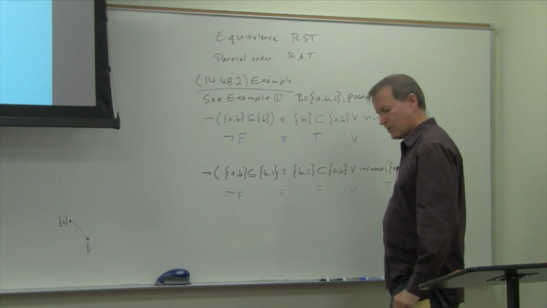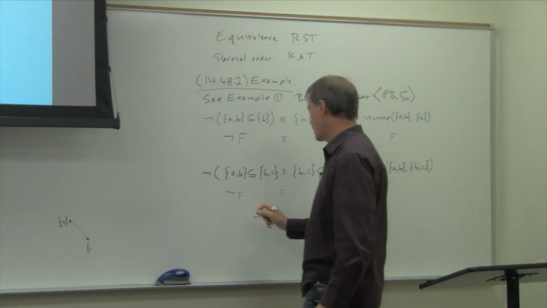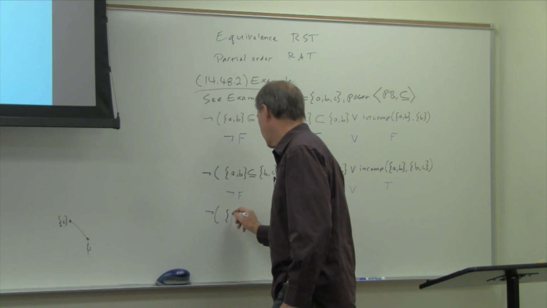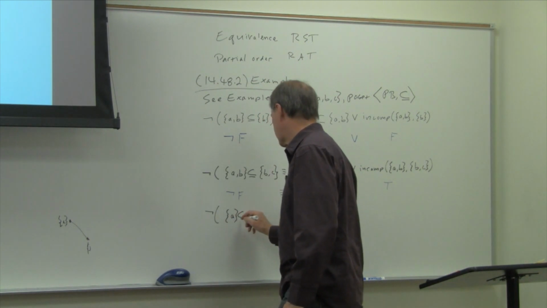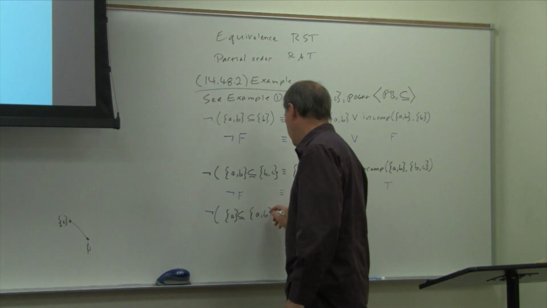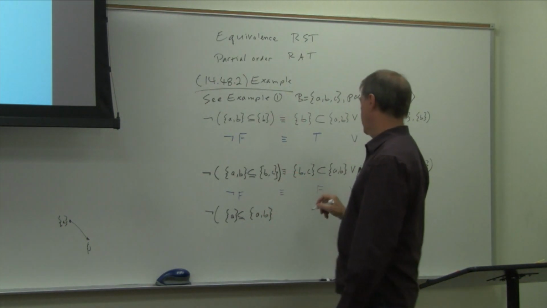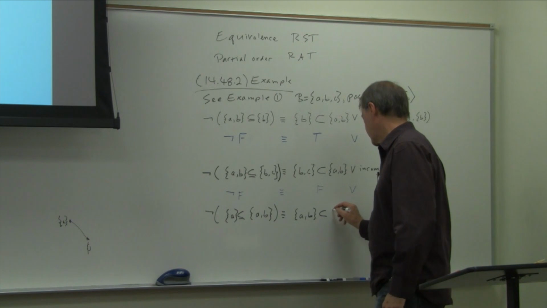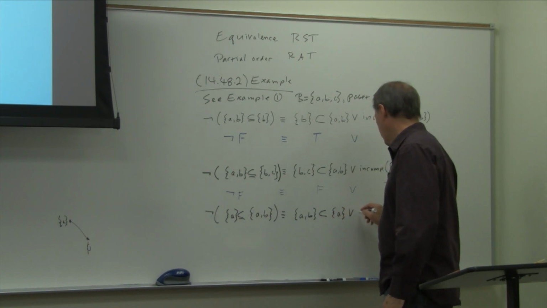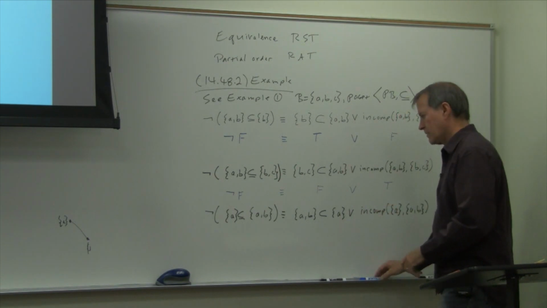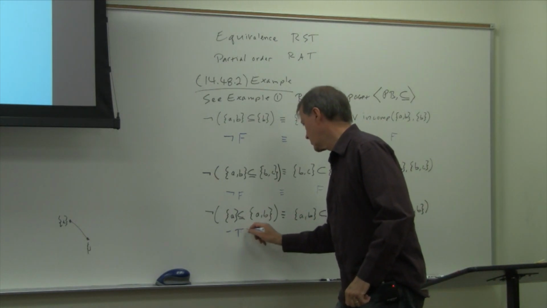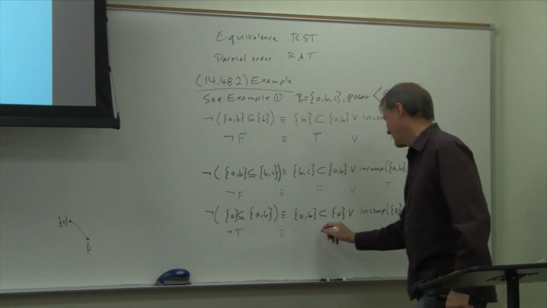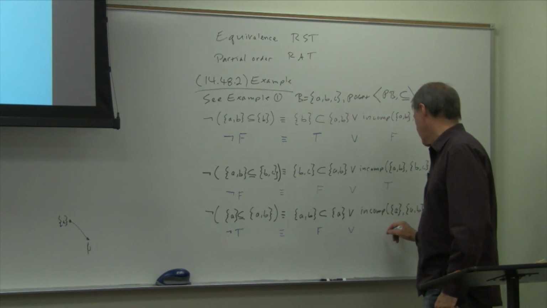I guess we could do another example where this one is true. Shall we do it? I didn't have that, but let's do it. So what would be a good example? Okay, {a} is a subset of {a, b}. Oh, I'm missing a paren here. Equivalent. Now what would this be? {a, b} is a proper subset of {a} or incomparable. So this is not true, not true, equivalent. What kind of not is that? Oh, not false, or false, or false.